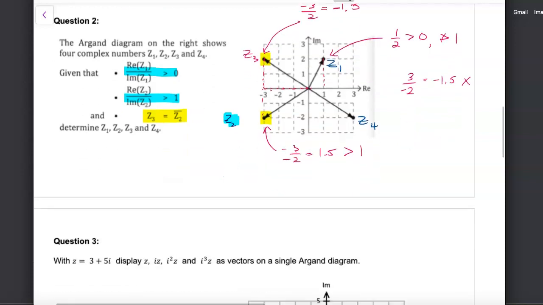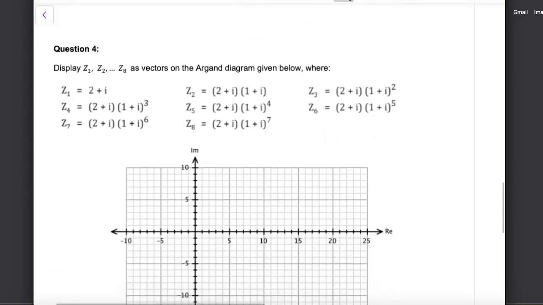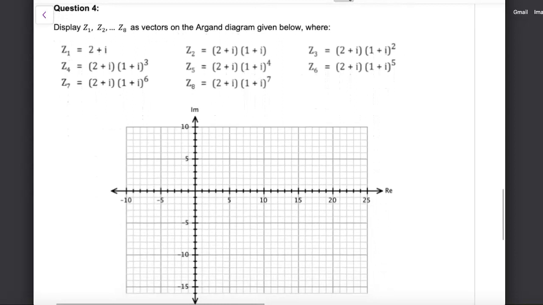So now I'd like you to have a go at question 3, which is just displaying some complex numbers as vectors on the Argand diagram, starting with z equals 3 plus 5i. And then question 4 is to display complex numbers z1 to z8 as vectors on the Argand diagram below. This is where using your CAS calculator in complex number mode is going to be very, very helpful. And then you can come back and check your solutions.